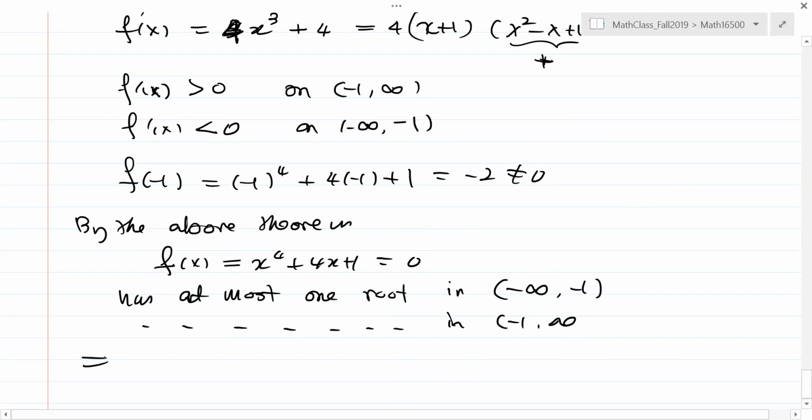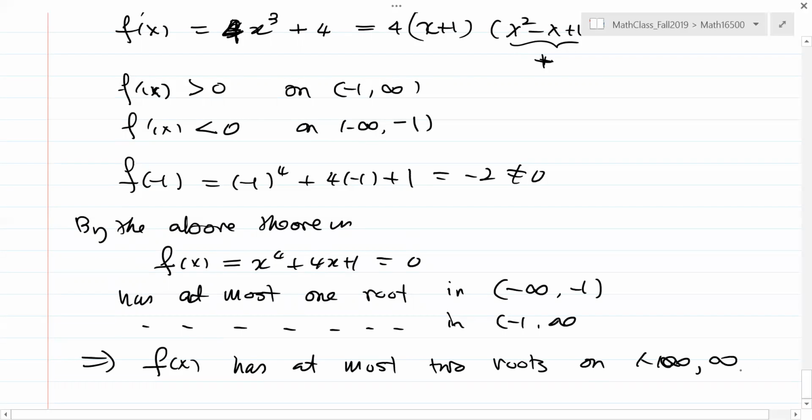So this concludes that this one has at most two roots on this whole interval. Okay, negative one is not a root. Otherwise, if negative one happened to be a root, then you could say at most three roots.